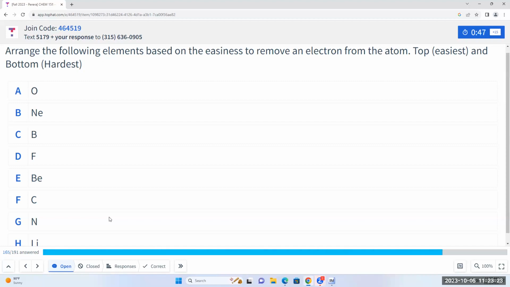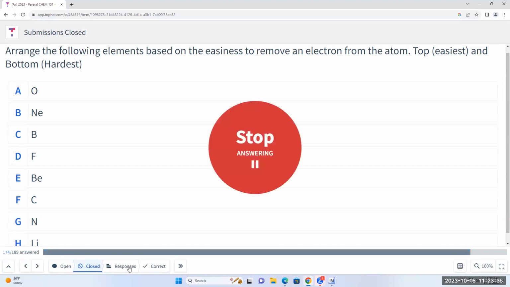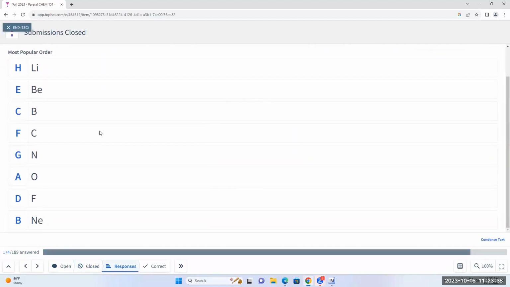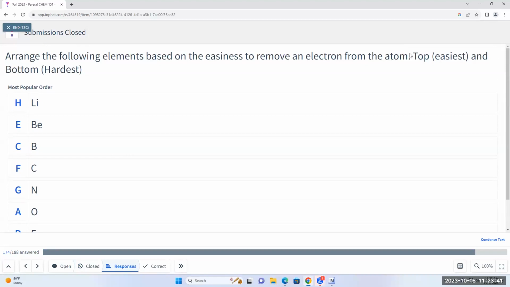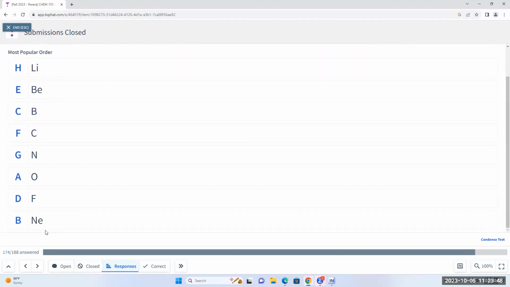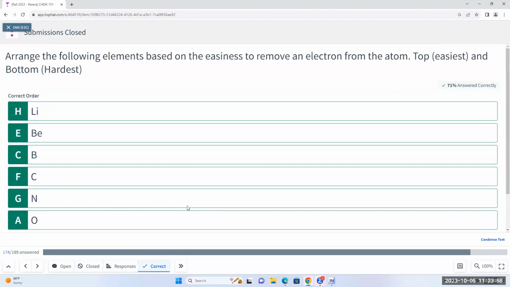Okay. So let's see. I'm going to close this question in 5, 4, 3, 2, and 1. And here are our responses. All right. So most of us said it will be easiest to remove an electron from lithium, and it will be hardest to remove an electron from neon, meaning neon will have the highest first ionization energy, and lithium will have the lowest first ionization energy. And that's the correct answer as well.